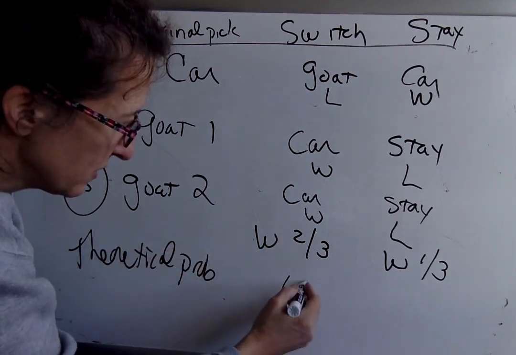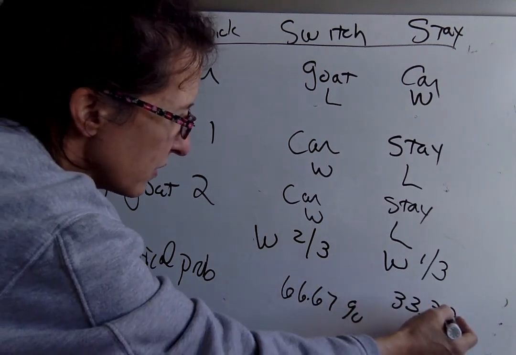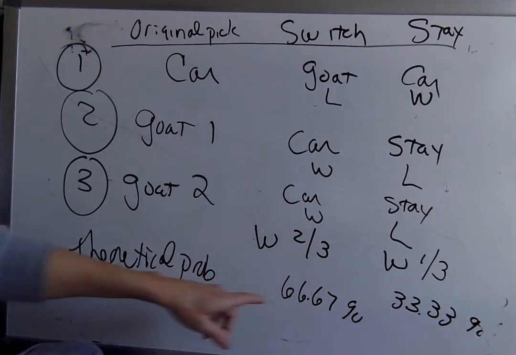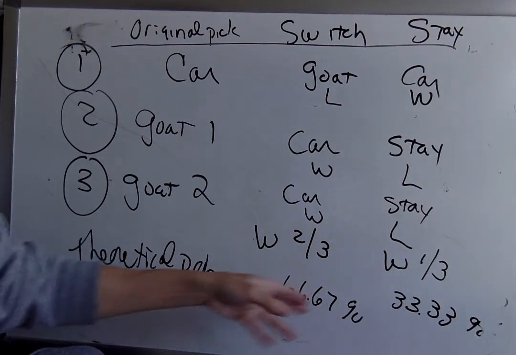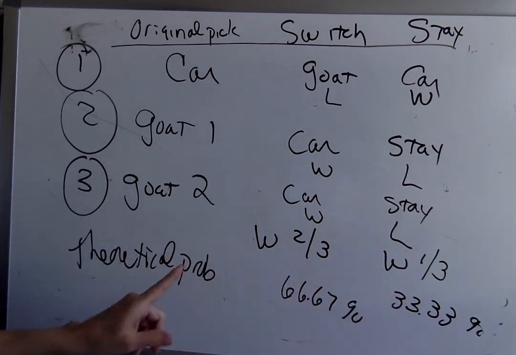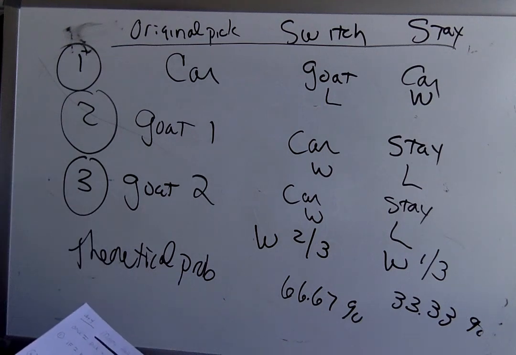So, 66.67%, 33.33%. So when you simulate it in the classroom, you usually end up somewhere in the 60s, somewhere in the high 20s to low 30s. You're not going to get these exact numbers, but that's the theoretical. So extremely famous, counterintuitive problem, because so many people get so hung up on that there's only 2 doors left that they suddenly think it's 50-50, but there's no way the probabilities can change.